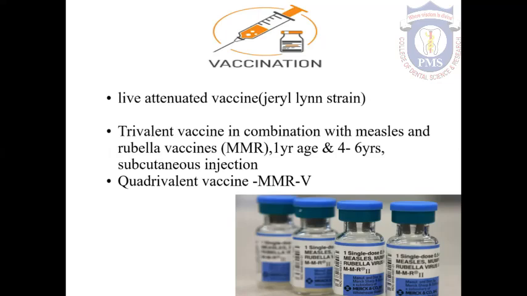2 doses of MMR is given by subcutaneous route at 1 year, that is 12 to 15 months, and 4 to 6 years before starting of school. And efficacy is about 88% after the second dose. Neutralizing antibodies appear in 95% of the recipients, and duration of long-term immunity is not known. That's all about mumps virus.